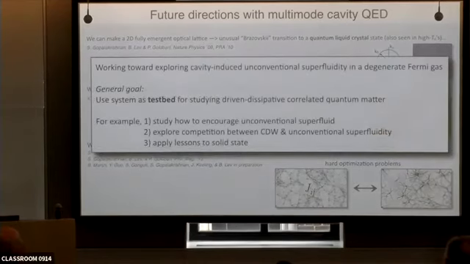So with respect to this meeting, we're also working and just talking with Victor Galitsky as well as Jonathan on how to explore cavity-induced unconventional superfluidity by exchanging the rubidium atoms for fermionic atoms. In my laboratory, we also do experiments with dysprosium, which is a fermion, or can be a fermion. And then using the cavity to induce pairing, okay? And a general goal then would be to use the system as a test bed for studying how driven dissipative correlated matter can arise in such a system.